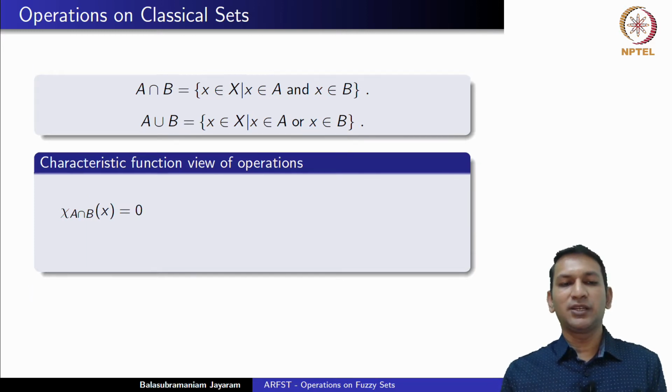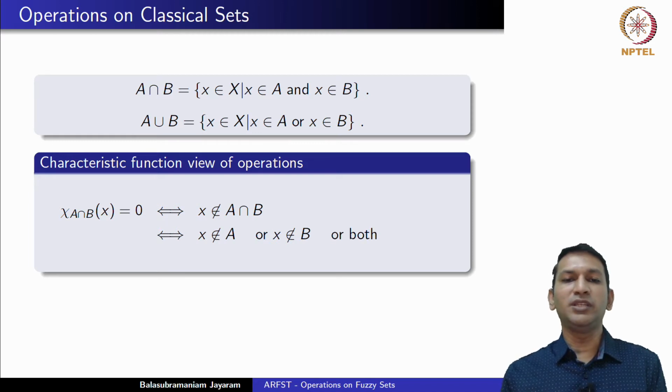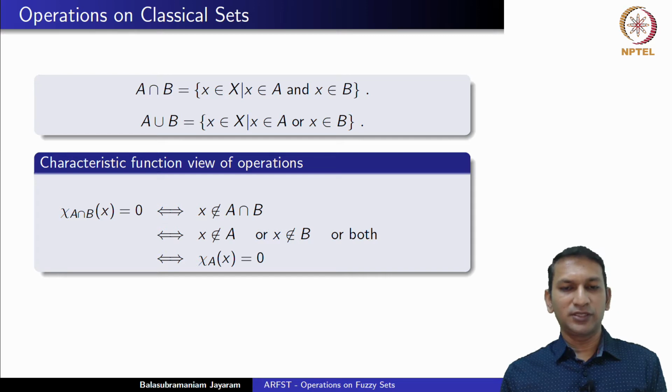What about the case when an X takes the value 0 under the characteristic function of A intersection B? This means that X actually does not belong to A intersection B. What does this mean? This means either X does not belong to A, or X does not belong to B, or X does not belong to both these sets. In terms of the corresponding characteristic functions, we see chi A of X is 0, or chi B of X is 0, or perhaps both.